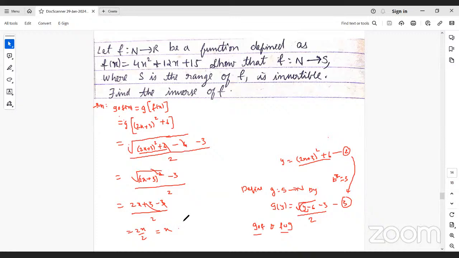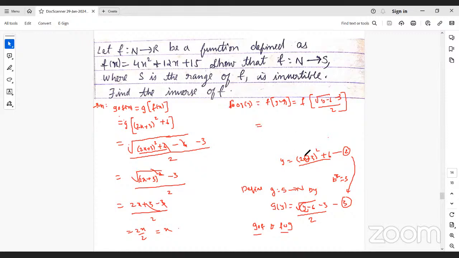Now we need to prove F composition G of Y. I will do it here. F composition G of Y will be F of G of Y. Where there is G of Y, replace the function. The function is root of (y minus 6 upon 3) whole divided by 2. Now this function we need to replace in x. Where there is x, we need to replace this.